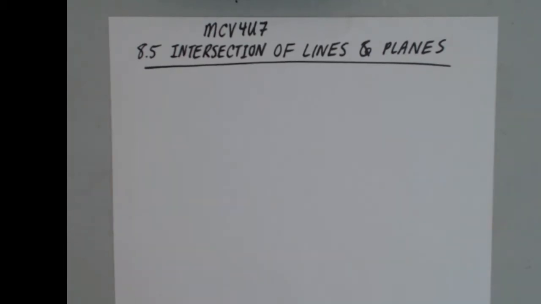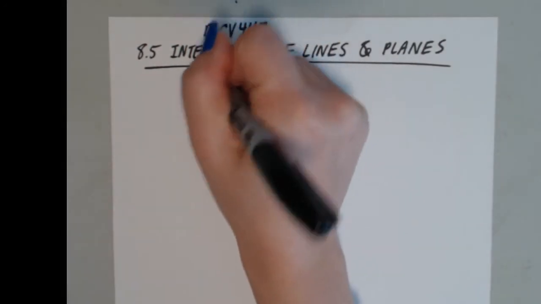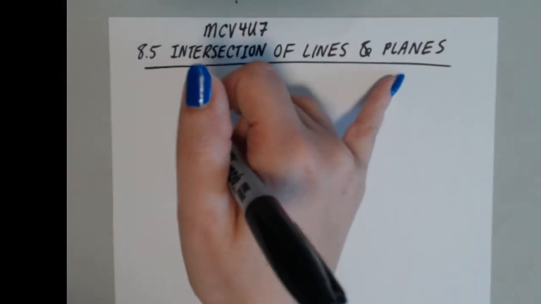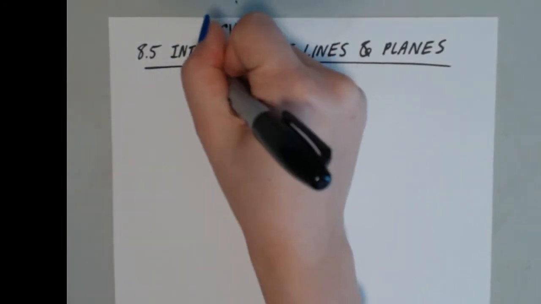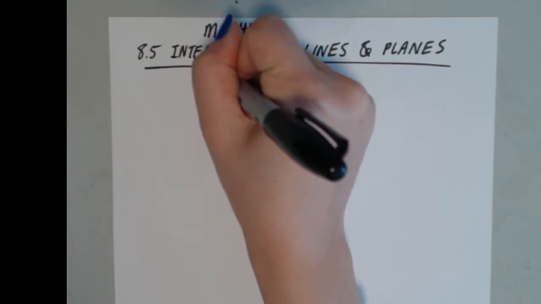Hello everyone, welcome to Calculus Lesson 8.5, Intersection of Lines and Planes. So in the last lesson, 8.4, we looked at possible ways that two lines can intersect in R2 and R3, or 2 and 3 dimensions respectively. Now we're going to look at how those same lines intersect with planes. Since we're dealing with lines and planes, that means we're automatically dealing in R3.